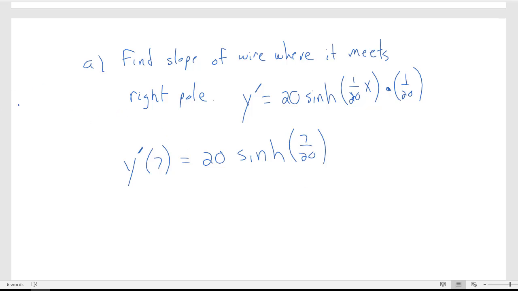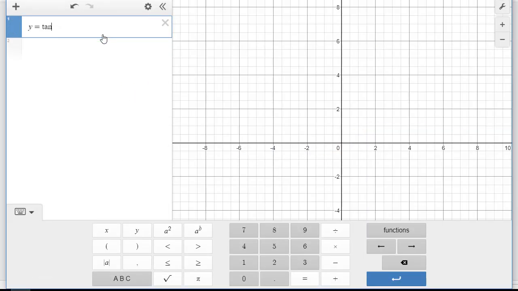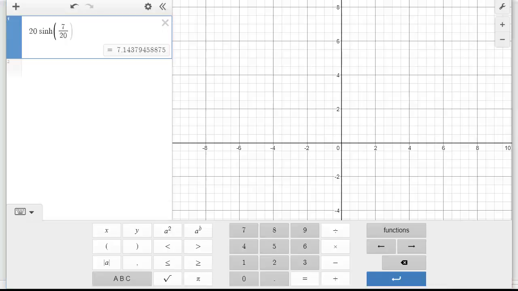So let me bring up my calculator, and I'm going to bring up Desmos. I'm looking at y prime really, so the function that I'm evaluating, I don't even want to graph it. So we have the hyperbolic sine of 7 over 20, and I have 20 times that. So we can see the slope of the wire meeting the right pole is 7 point and some good decimal accuracy. Let's go to 4 decimal places. 7.1438 to 4 decimal places.